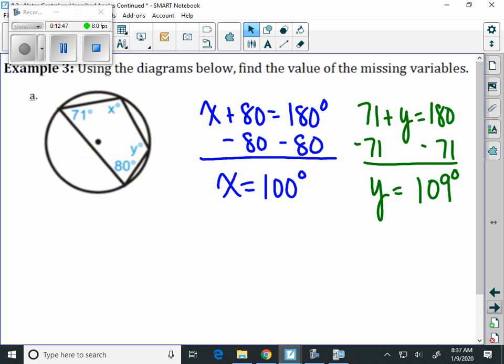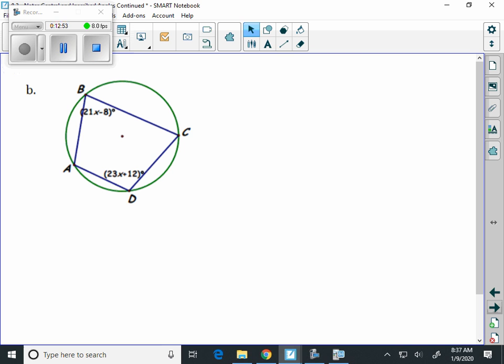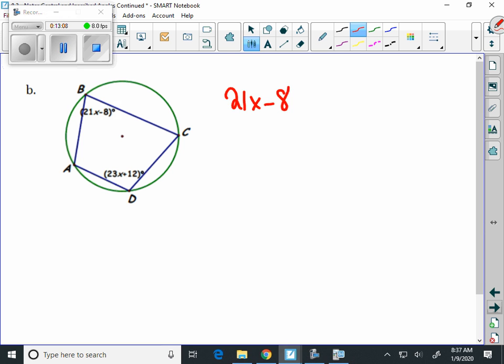It's nice when we have the numbers, but as we look at our next example, we've got some variables. And on this one, we're still finding the value of the missing variables. But angle B and angle D are opposite angles. So when we set this up, we're going to take the 21x minus 8 plus the 23x plus 12. Those two angles are supplementary. They add to be 180. And if we can get the setup, then we're going to apply our algebra to figure out the rest.